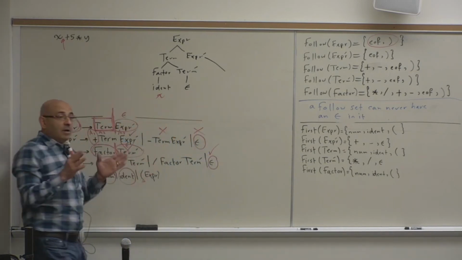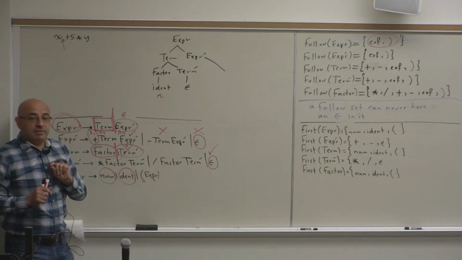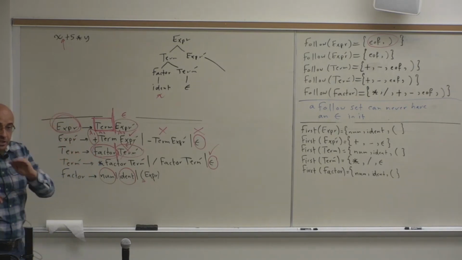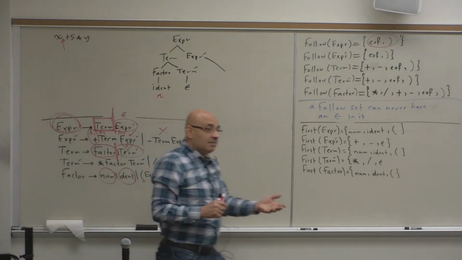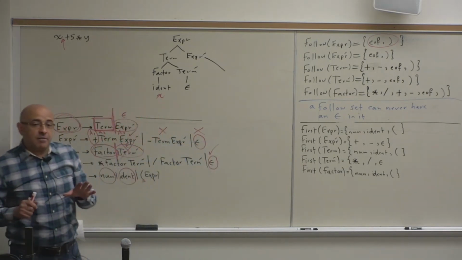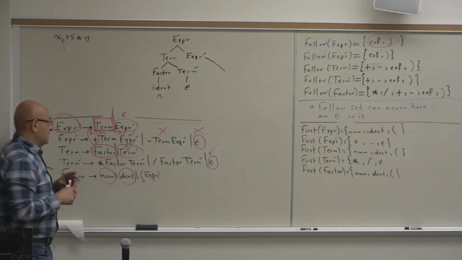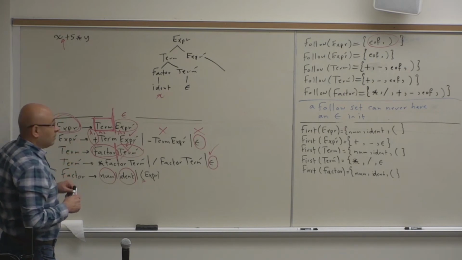So LL1 parsing is going to work only if you have one valid alternative at each step. If you have 0 valid alternatives, this means that the string does not belong to the language. If you have multiple valid alternatives, this means that this grammar is not good for this parsing algorithm.